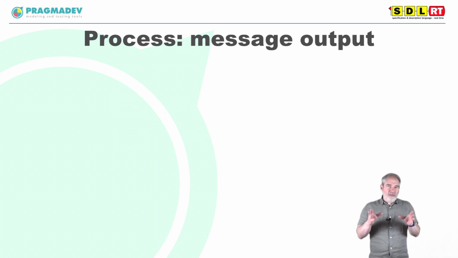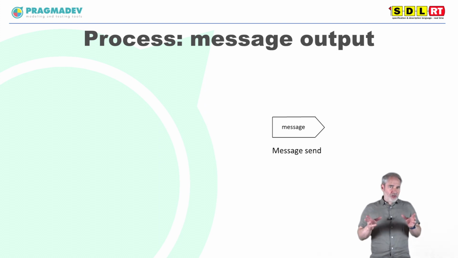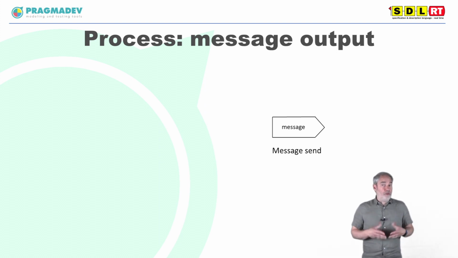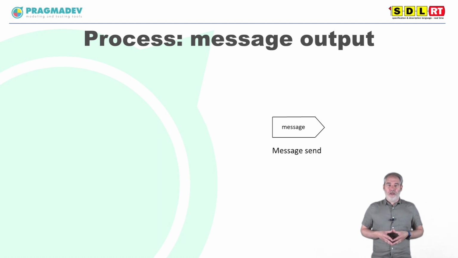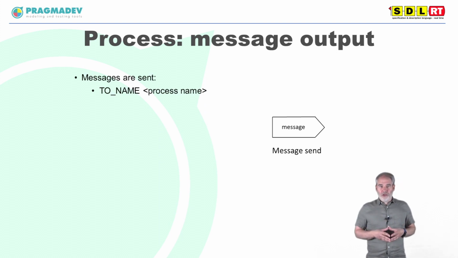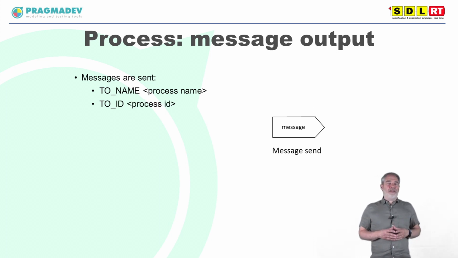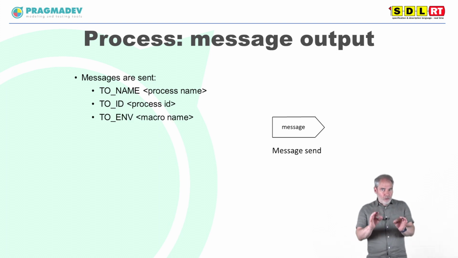Let's see the details of the message output. The message output symbol contains at least the name of the message to be sent. The receiver of the message can be identified through its name or its ID. In case the message goes out of the SDL-RT system, a C macro name can be specified to detail what is to be done when the message is actually sent.